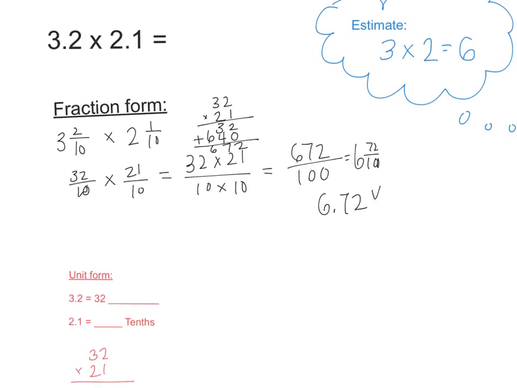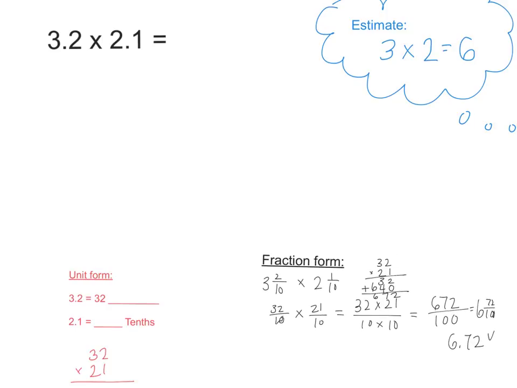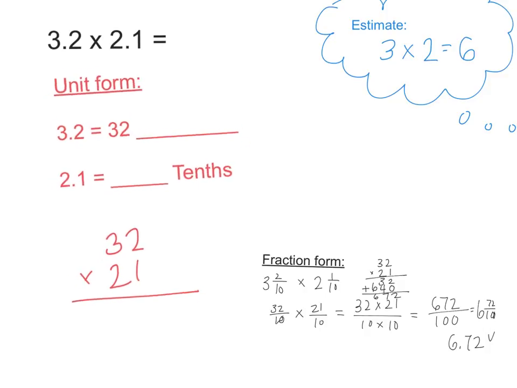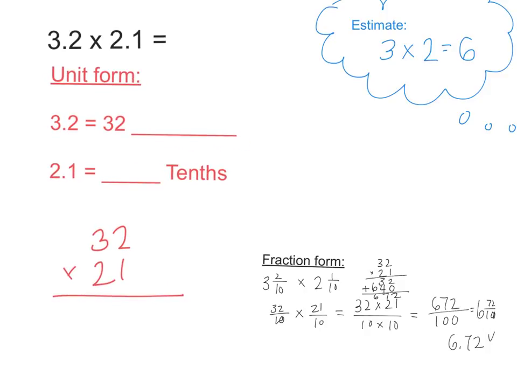But now let's see how we can use unit form to hopefully get the same answer. Okay, so we're aiming for 6 and 72 hundredths. Now, let's rewrite these different factors using unit form. Okay, so I can say 3.2 is the same as 32 whats? Tenths. Okay, write this in your notebook. I can also say that 2.1 is the same as how many tenths? 21, thank you. So is this the same as 32 tenths times 21 tenths?